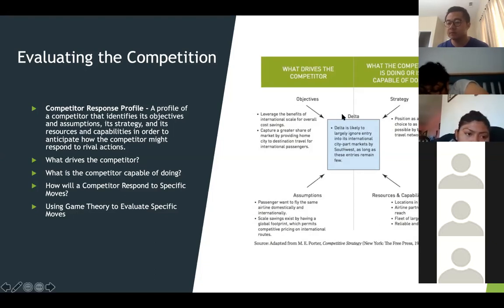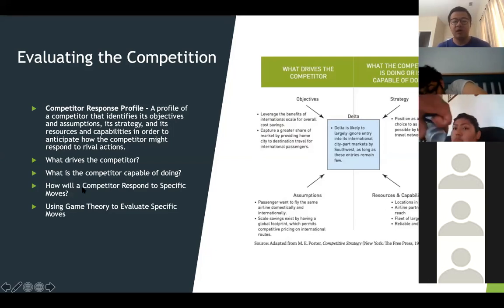Yeah, let me repeat again. Delta is likely to largely ignore entry into its international city-pair markets by Southwest. We are Southwest, and we are now analyzing Delta. Delta doesn't worry about the entries because we only have a few flights, not too many. So they don't worry about it, and we can step into these flights.